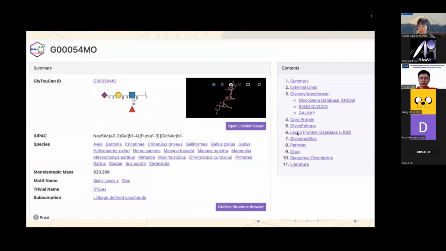It's an epitope. If it's a lectin, you have data from the lectin frontier database. We have glycome information, so we know which tissues or organs it is found in, in human or mouse, as well as pathway information, drug information, etc.